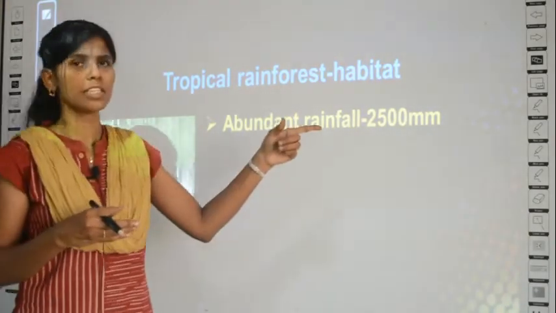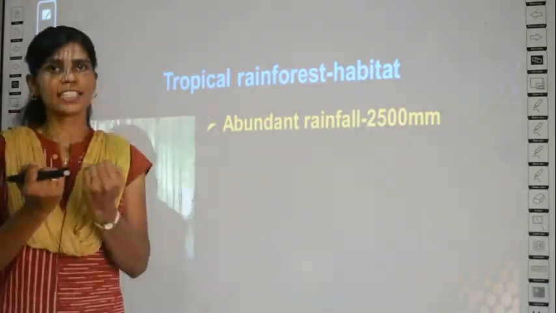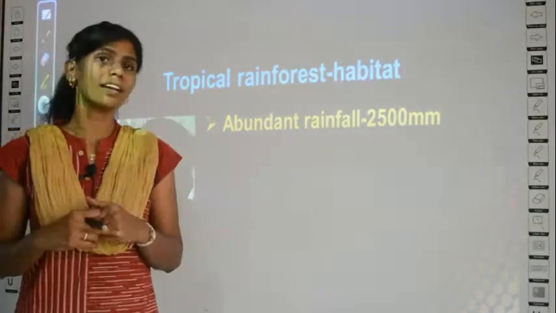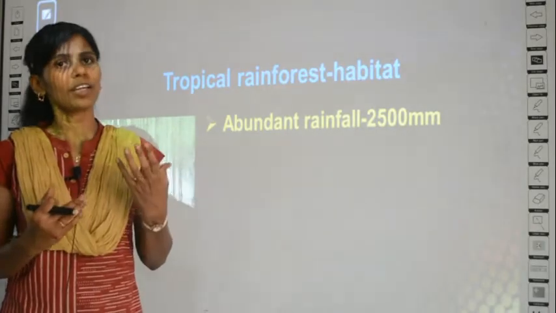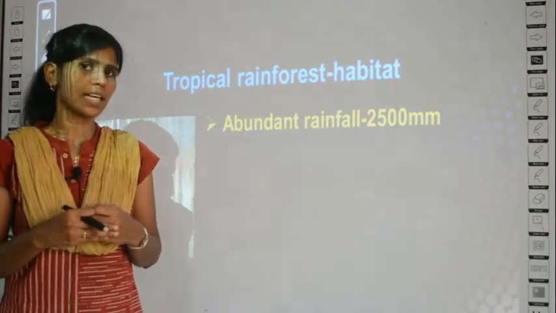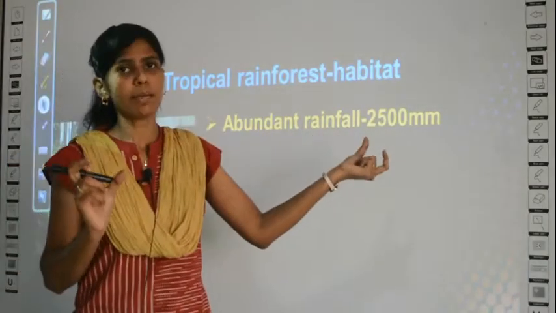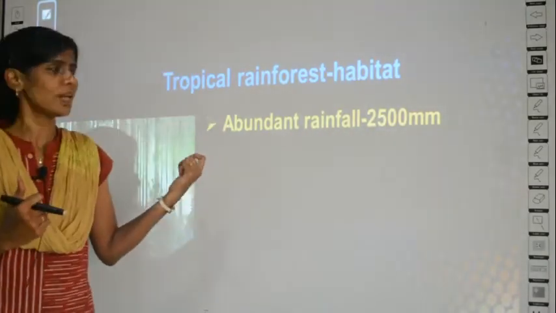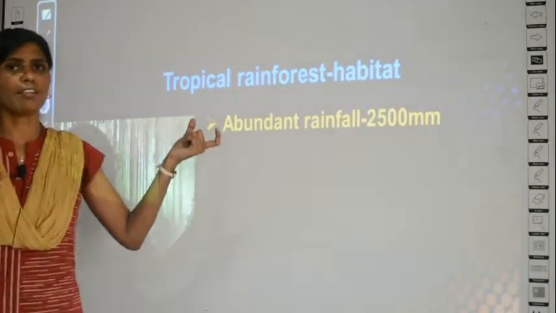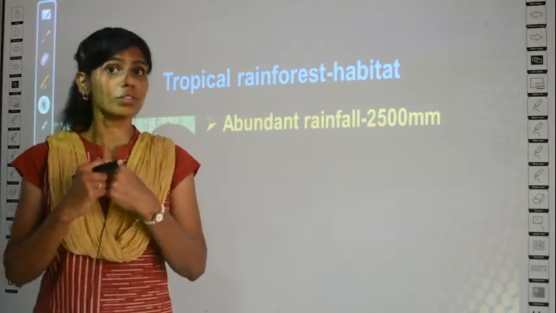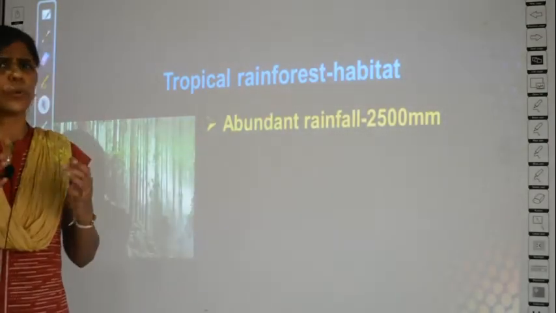Now what is this millimeter? It means if 1 liter of water is collected out of rain in 1 square meter, then it is called 1 millimeter. Those calculations you need not study, just for your understanding I am telling you. Okay, so like that 2500 millimeter of rain this forest will obtain usually. Which one? The tropical rainforest usually gets 2500 millimeters of rain. Okay, so it means that there is very heavy rainfall.